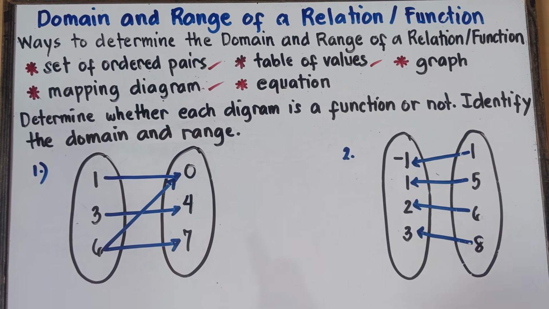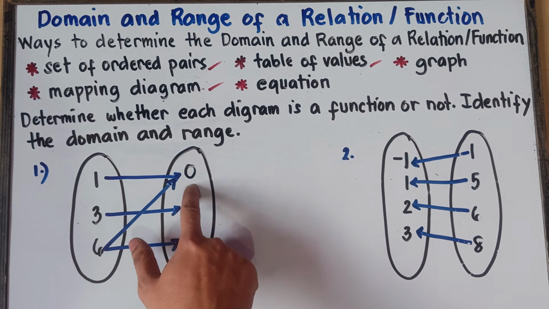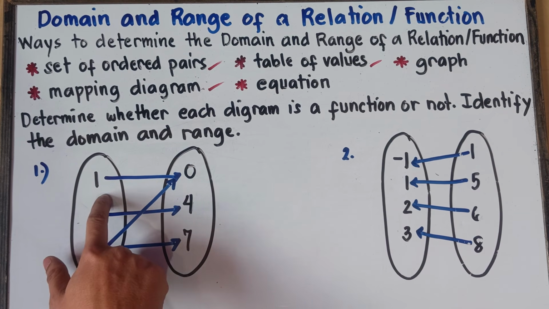You check the arrow, class. Check this one out, class. For example, number 1, the arrow begins here, right? And it ends here. Therefore, this will be the domain. This will be the range.